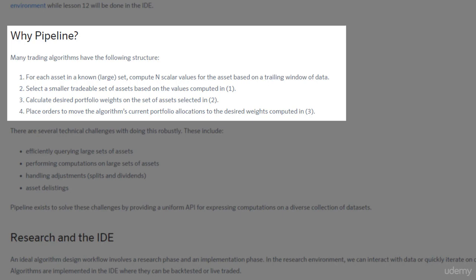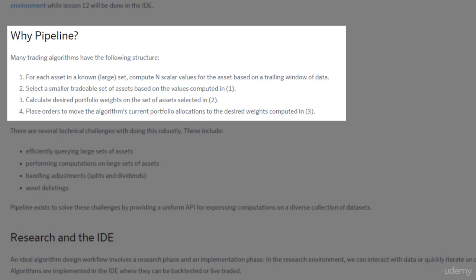The second characteristic of these kinds of trading algorithms that pipeline is trying to solve is that you are trying to select a smaller tradable set of assets based on the values computed in part 1. In part 1, let's say you calculate the standard deviations and you really want to focus on low volatility or low standard deviation stocks. Using pipeline, you can select those stocks that are below, let's say, 5% or 10% standard deviation, whatever you determine is suitable for your algo.